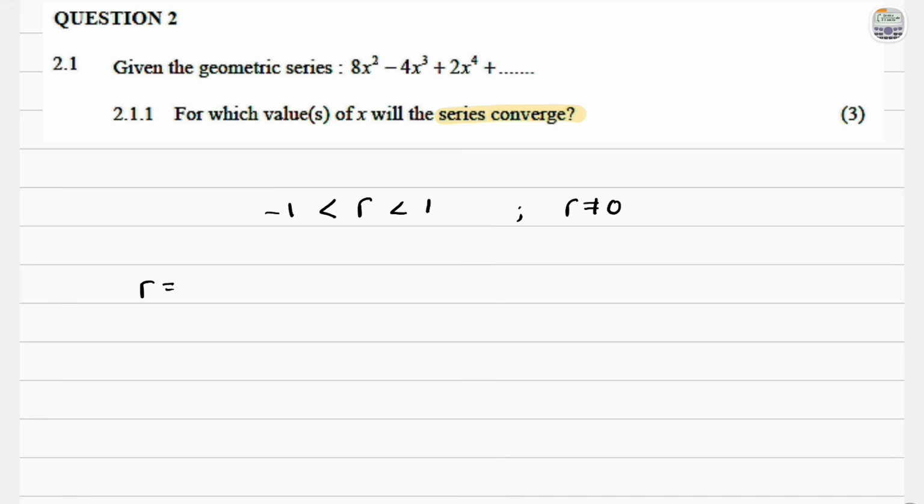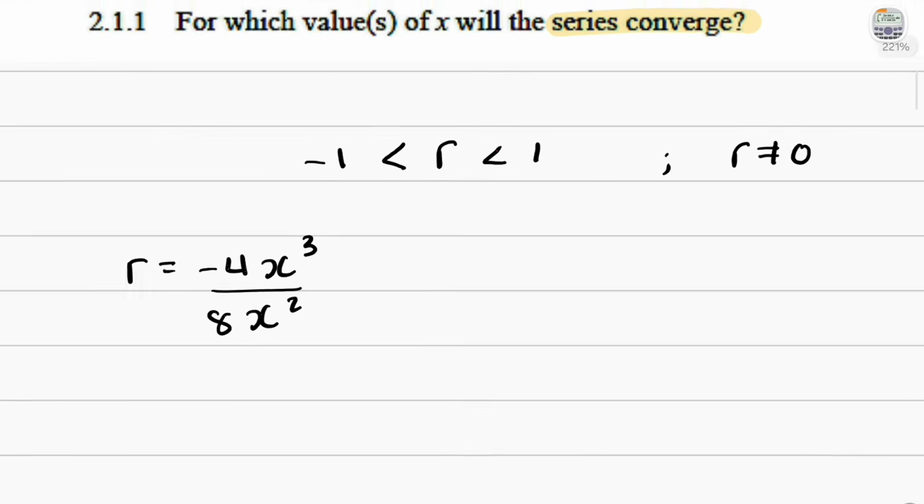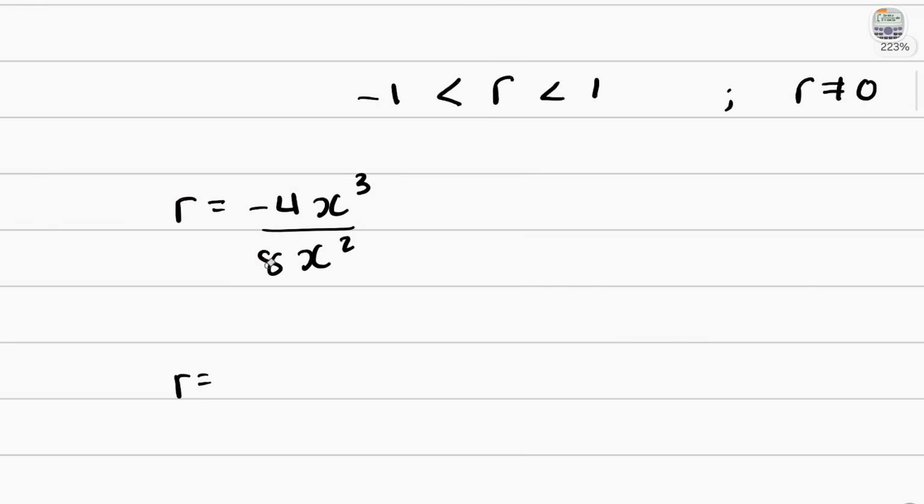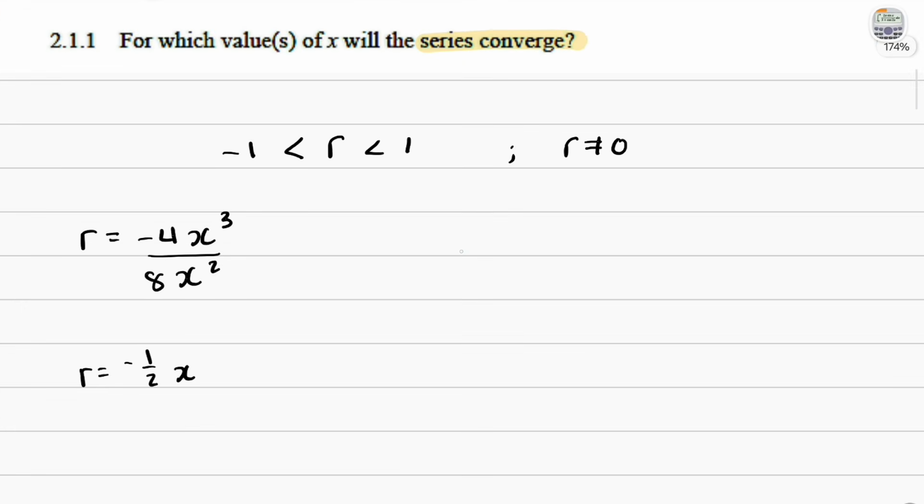So to find r, you can say term 2 divided by term 1, or term 3 divided by term 2. So if we say term 2, which is -4x cubed, divided by term 1, 8x squared, what do we get? So r is equal to -1 over 2x. And so we need to ensure that our ratio, -1 over 2x, is greater than -1 but less than 1, but not equal to 0. So ensure that -1 over 2x is not equal to 0, and then it will converge.